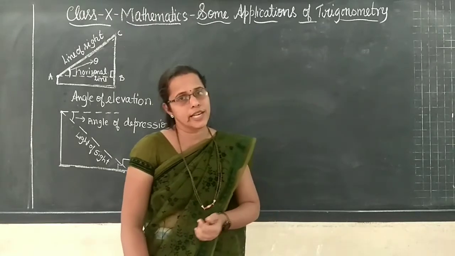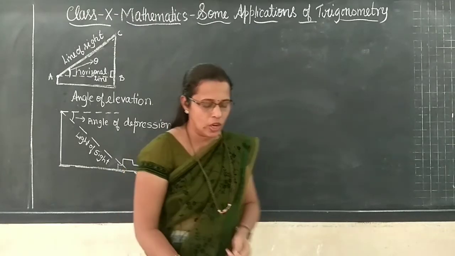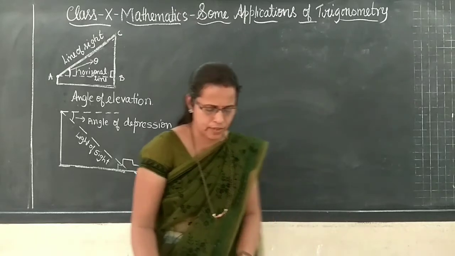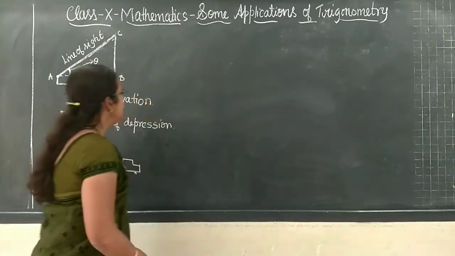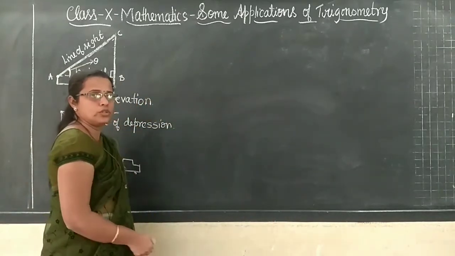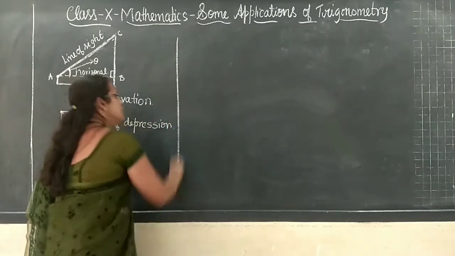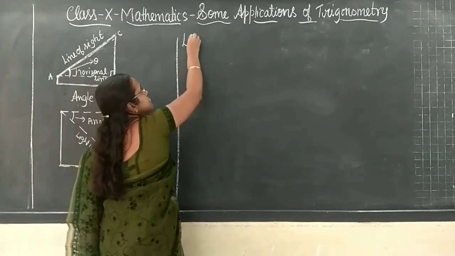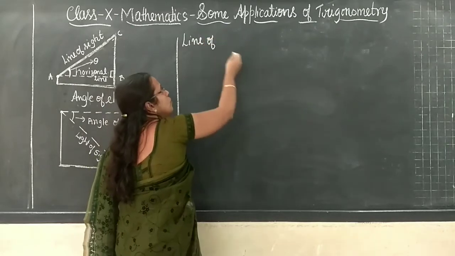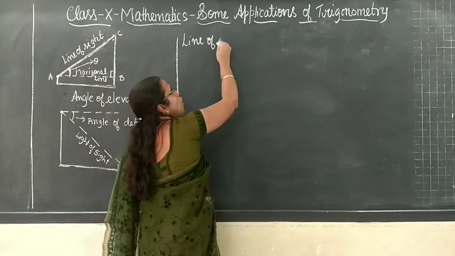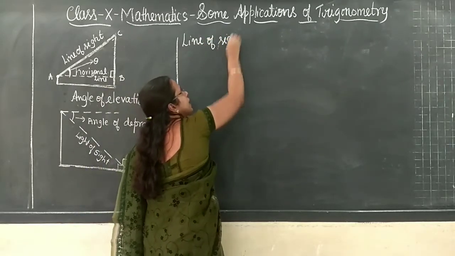Okay, children? So let us write about this thing. Okay. So now see here. Write about line of sight. This is not a note, a short note upon this. Yes, children? So here, the first one is called the line of sight. What do you mean by a line of sight?